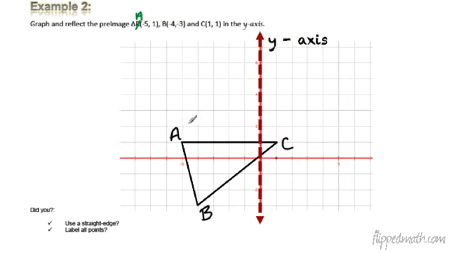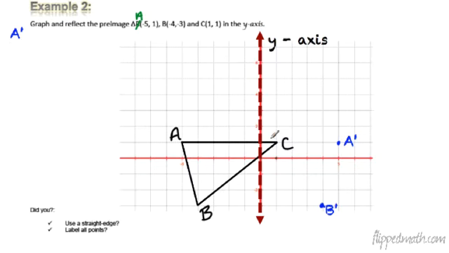And now, as I said last time, you just count how many units to the line and go the same distance on the other side. So A is 5 units to the line. A prime is also 5 units on the other side. Okay, we're going to go down to B and do that. Point B is 4 units from the line, so you go another 4.